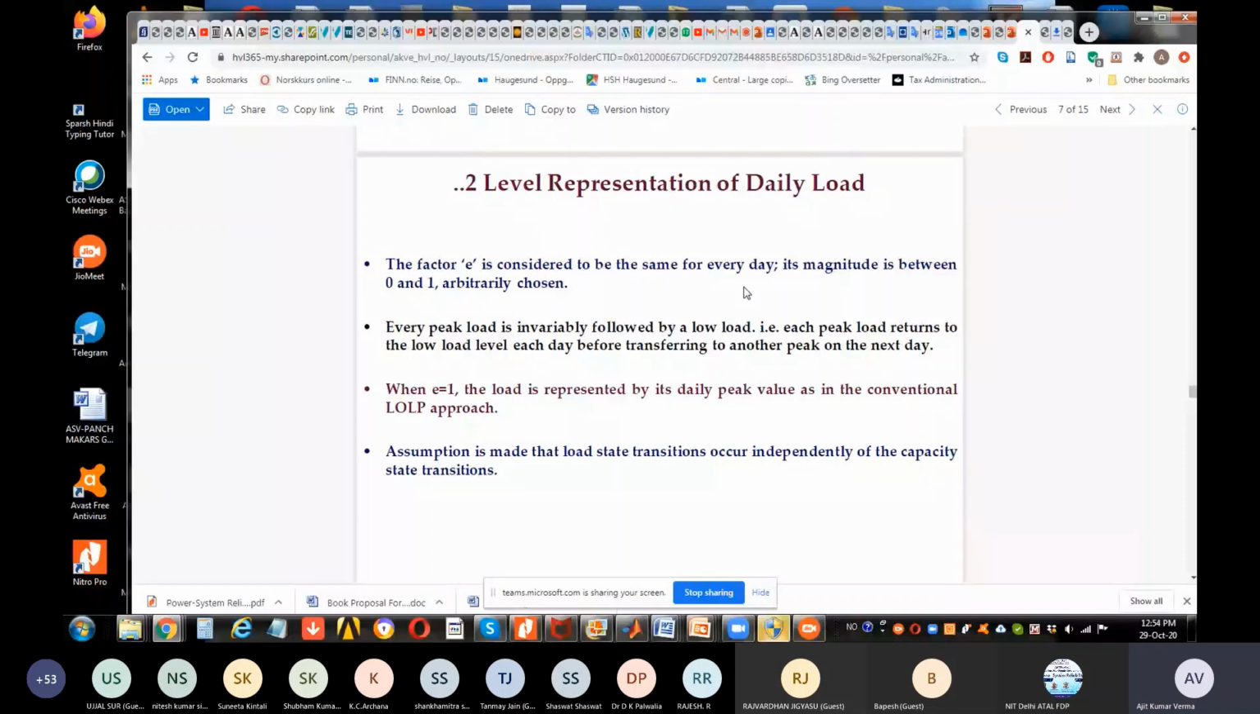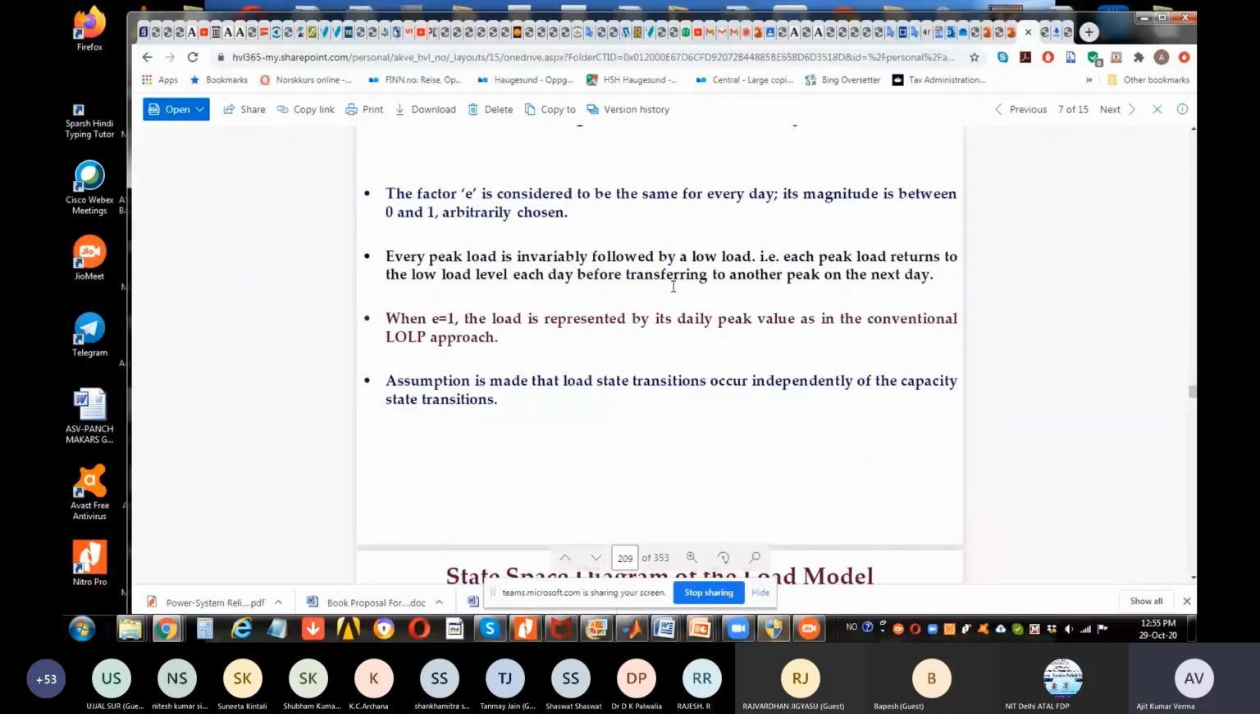and trying to compare facilities and so on. But when you have to actually do the commercial calculations and the costing, etc., you need to take into account these actual load variations. And therefore, every peak load is invariably followed by a low load. Each peak load returns to the low load level each day before transferring to another peak day on the same day. So when E is equal to 1, the load is represented by its daily peak level value, as in the conventional approach.